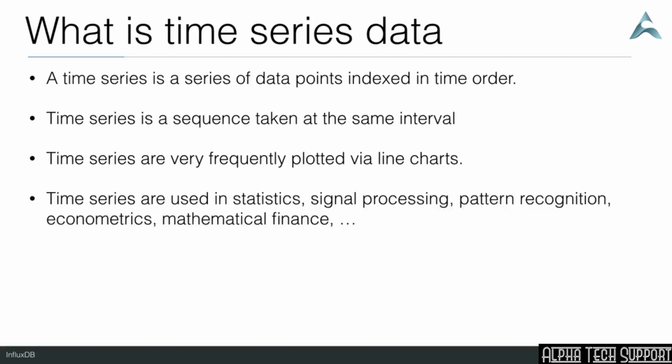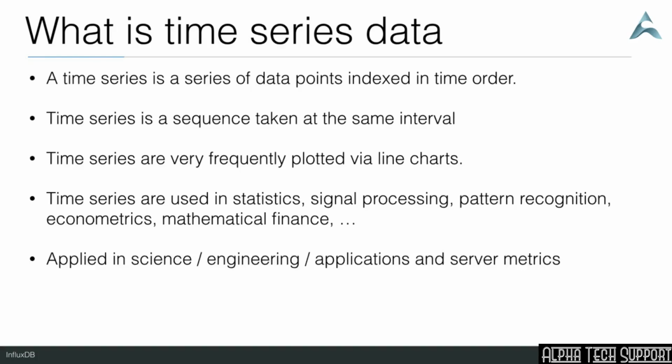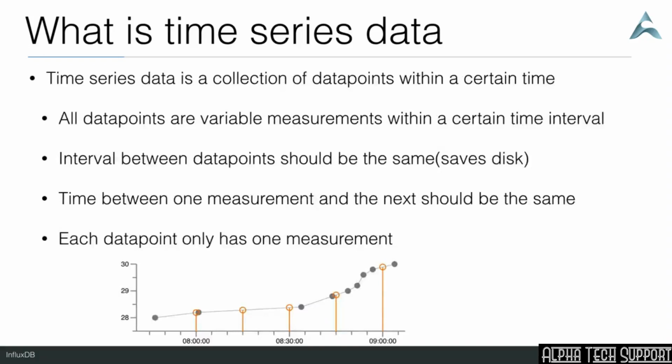Time series are used in statistics, signal processing, pattern recognition, finance, weather forecasting, and so on. Largely in any domain of applied science, engineering, and applications and survey metrics, which involves measurements at a certain time interval. Time series data is a collection of data points within a certain time. All data points are variable measurements within a certain time interval. Interval between data points should be the same. This even saves disk, but I am going to explain this later on. Time between one measurement and the next should be the same, but doesn't necessarily mean it is the same.